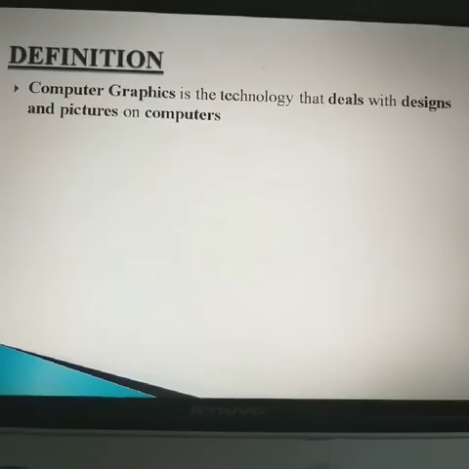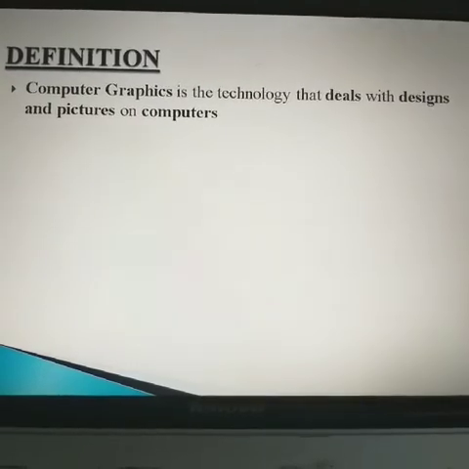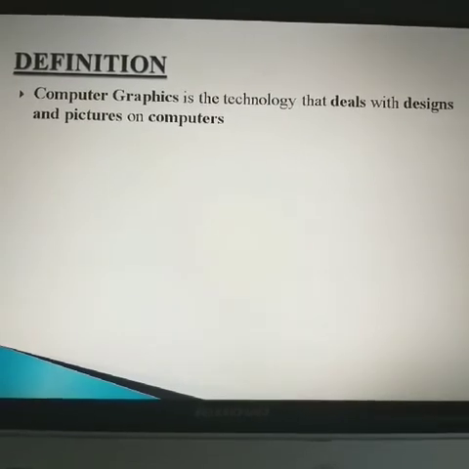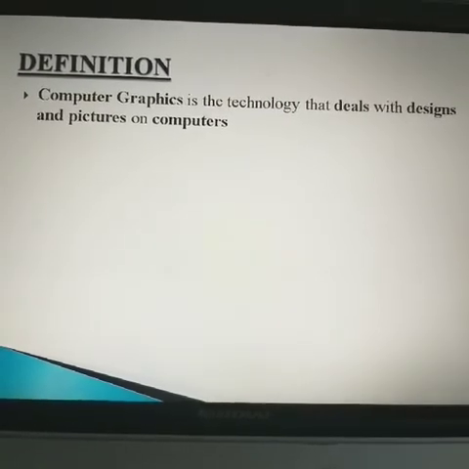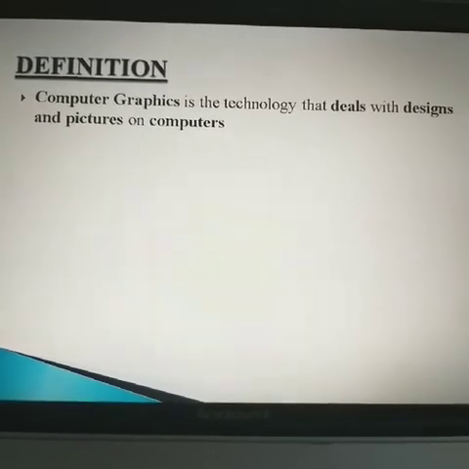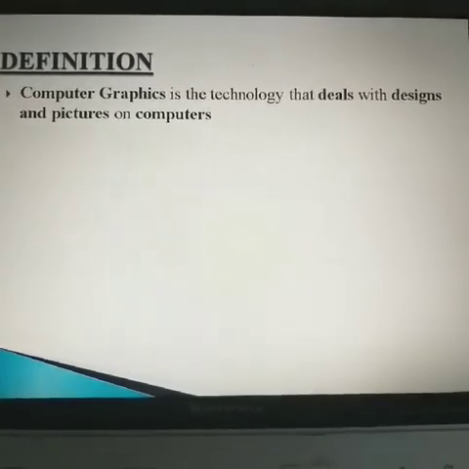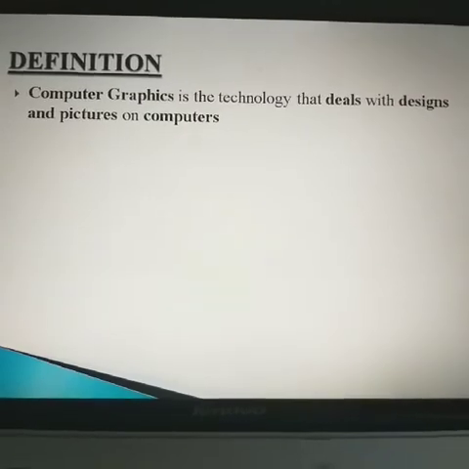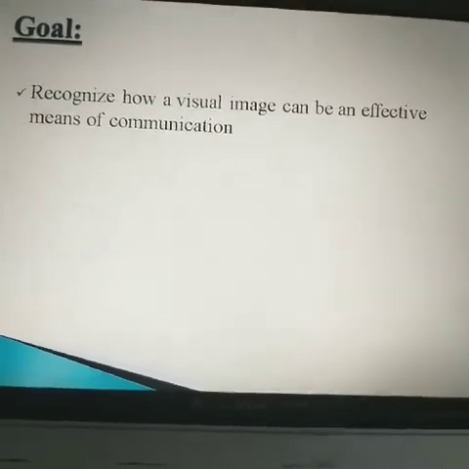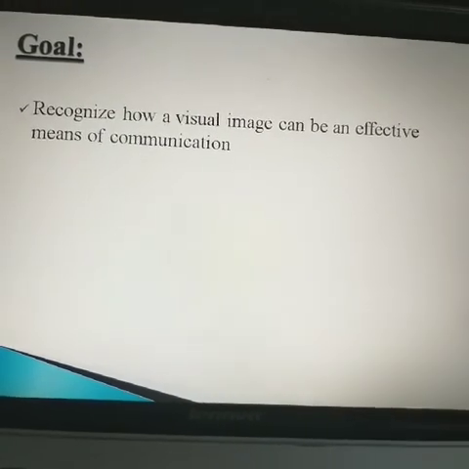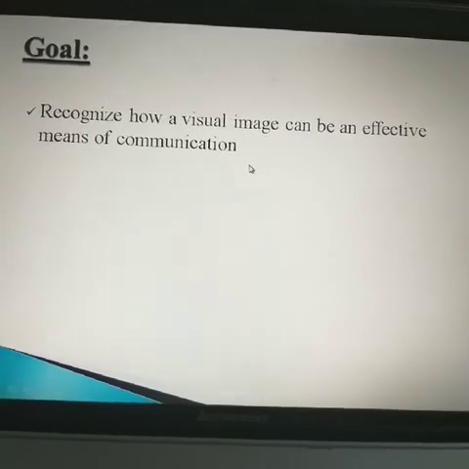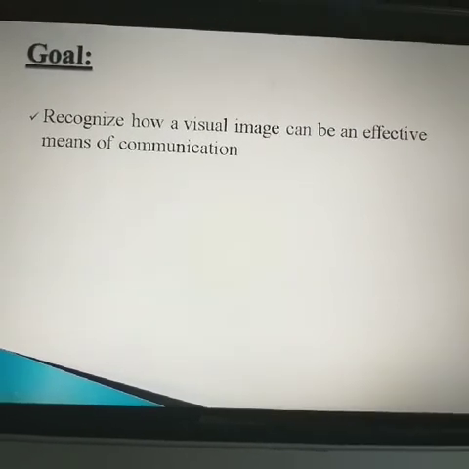It displays the information in the form of graphics objects such as pictures, charts, graphs, and diagrams instead of simple text. So any information, any object can be displayed with computer graphics. The main goal of computer graphics is to recognize how a visual image can be effective as a means of communication, as I said earlier.